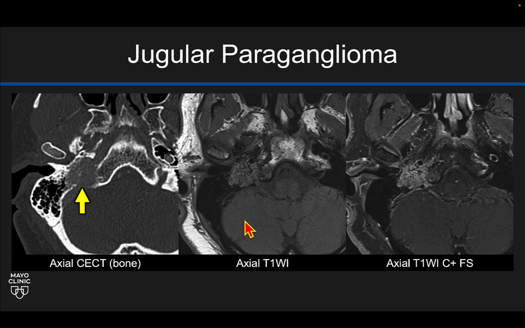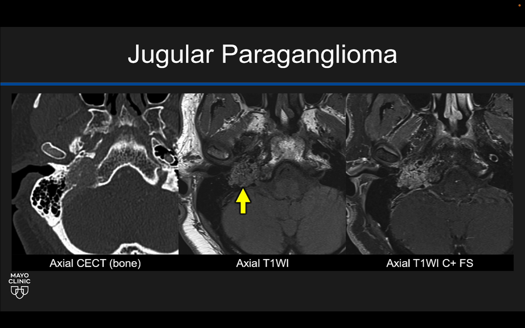destructive change. Here's an axial T1 pre-contrast image. We know it's pre-contrast because the sinonasal mucosa is dark. That's the best test to know whether or not you've got contrast on board. If it's dark on a T1 sequence, we know it's a pre-contrast. And here we can see just sort of this speckly T1 signal hyperintense mass. That's the so-called SALT that you may see in a paraganglioma.